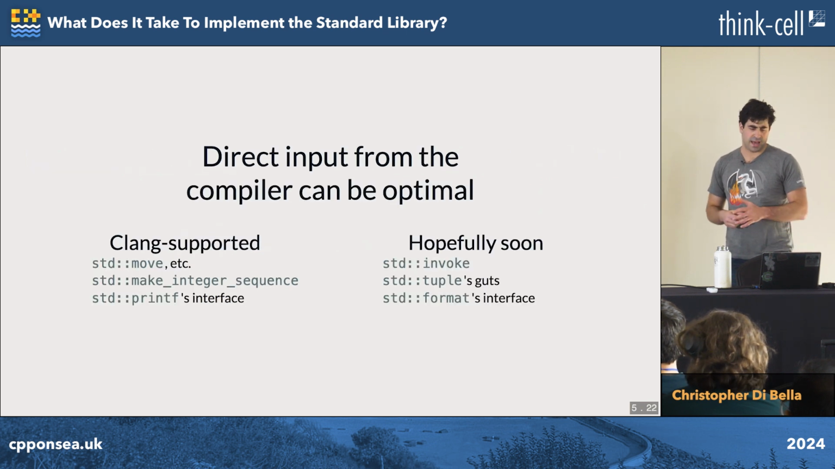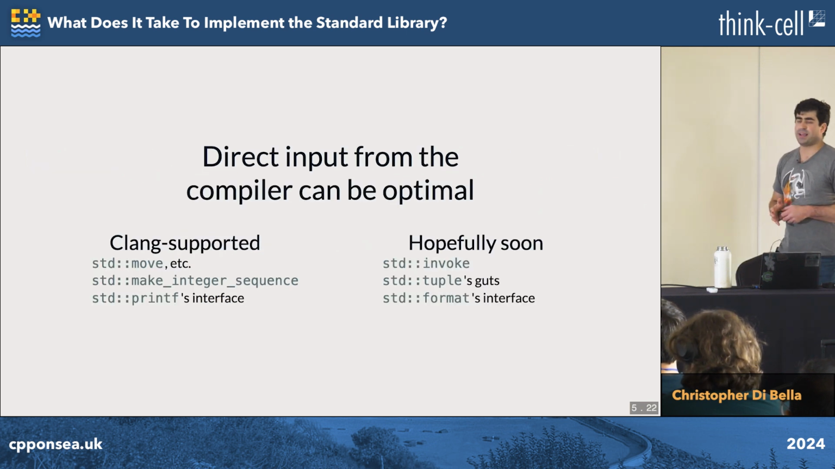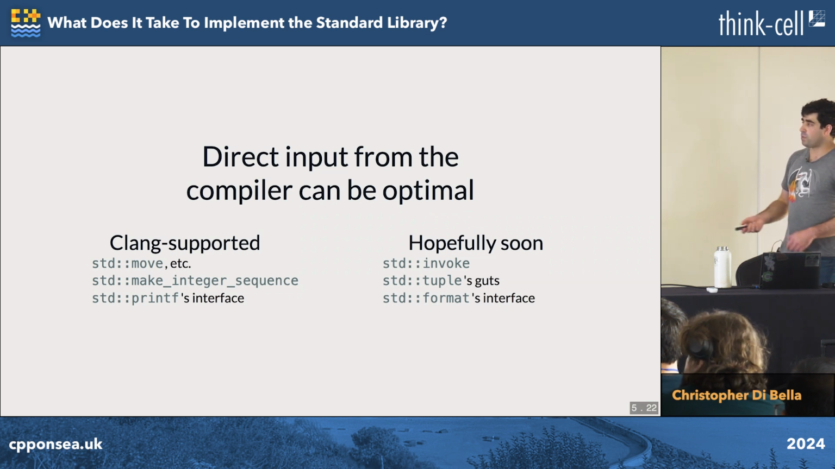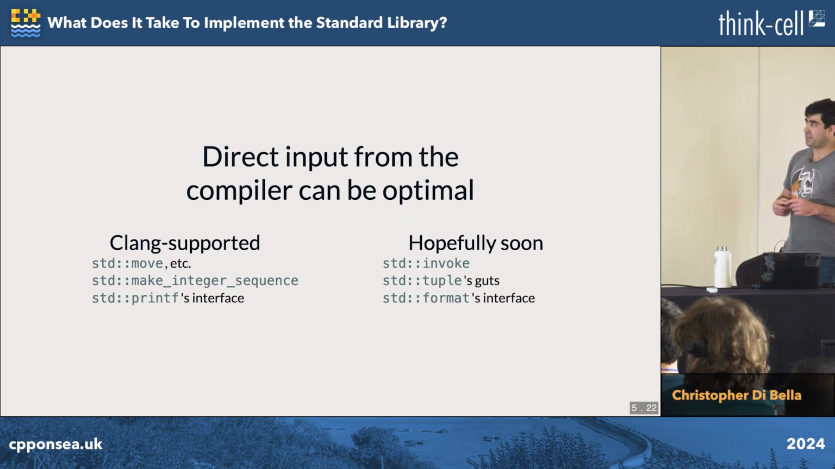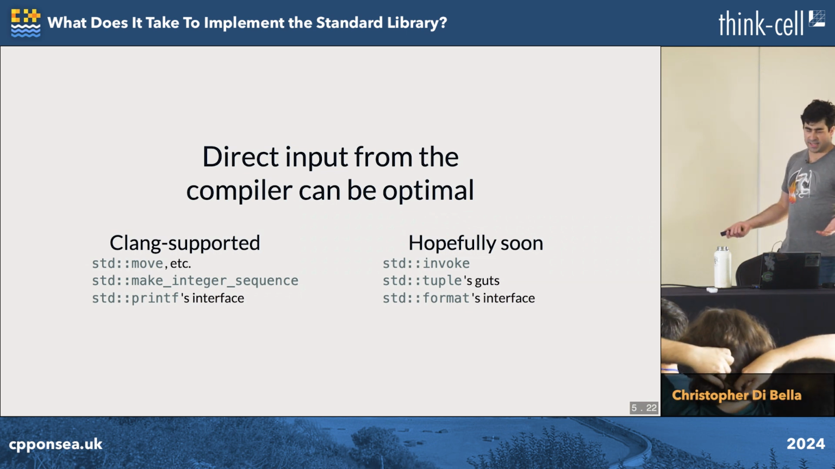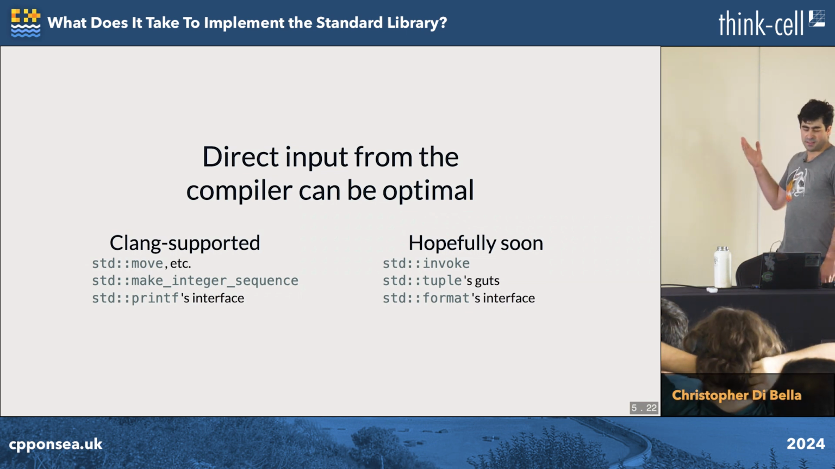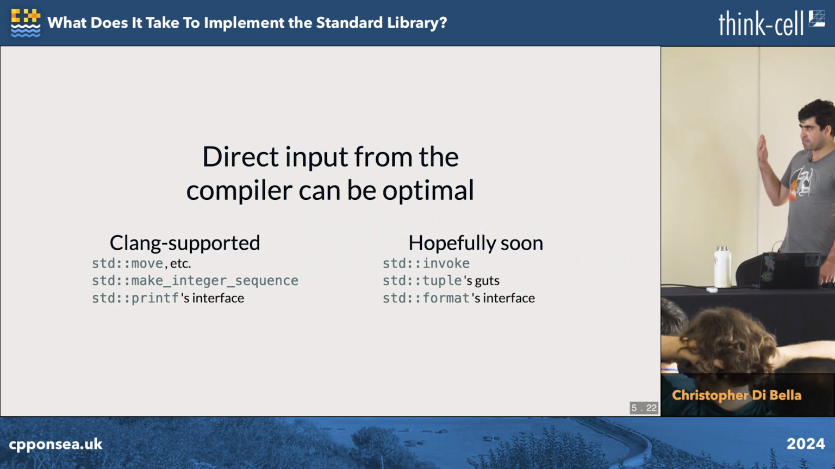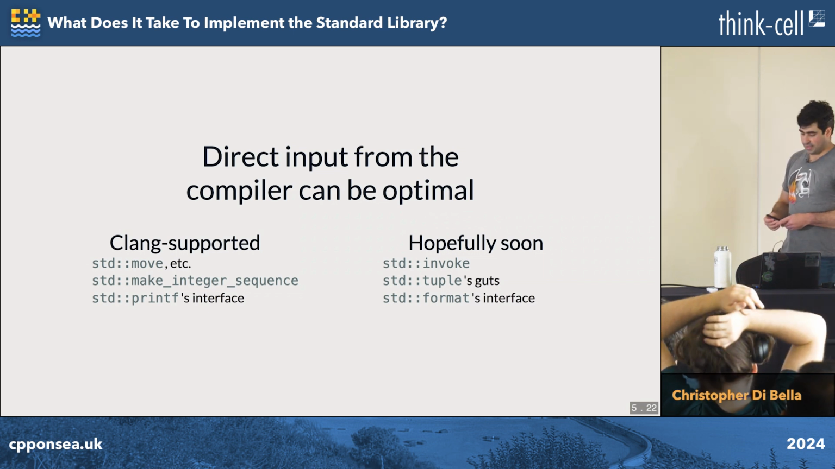Then there are some things where direct input from the compiler can be optimal. It's not required, but it can make things faster to build, it can give better diagnostics, it can lead to better code generation. There are a variety of reasons why putting things in the compiler can lead to better programs. Now, there are some things that Clang supports, and there are some things that I'd like to see Clang support, but haven't quite gotten around to seeing them implemented yet.